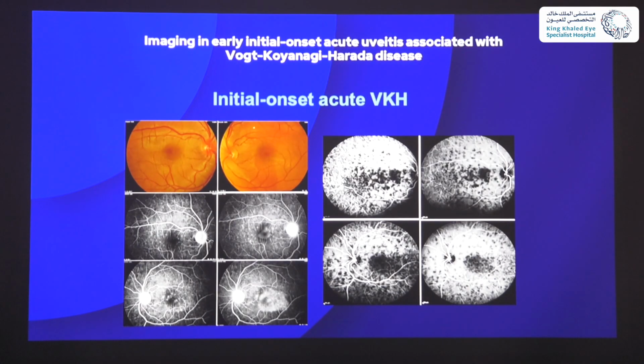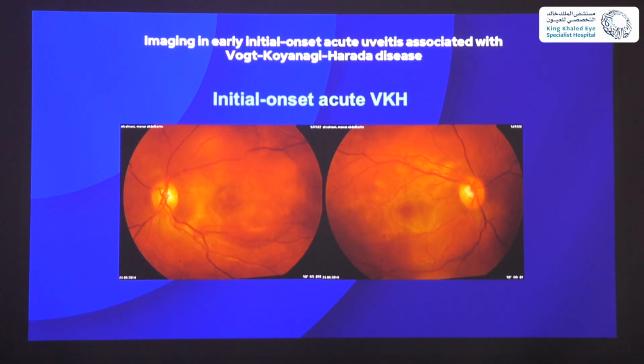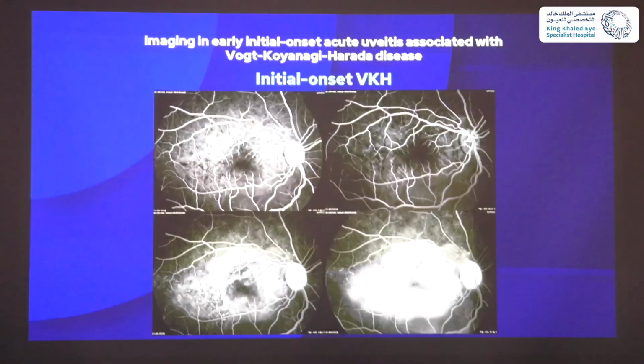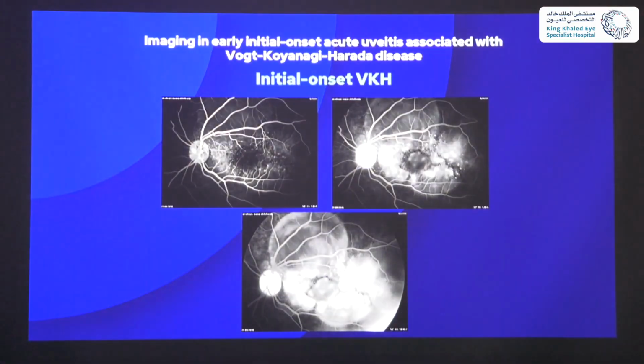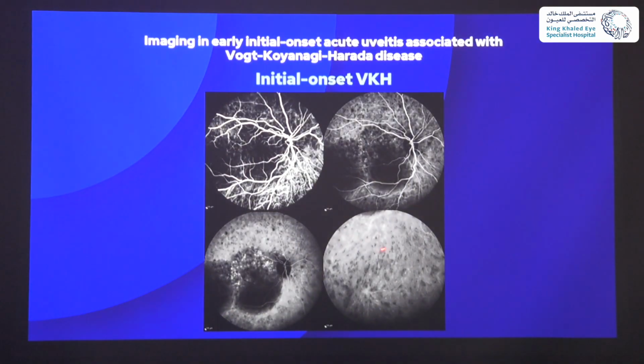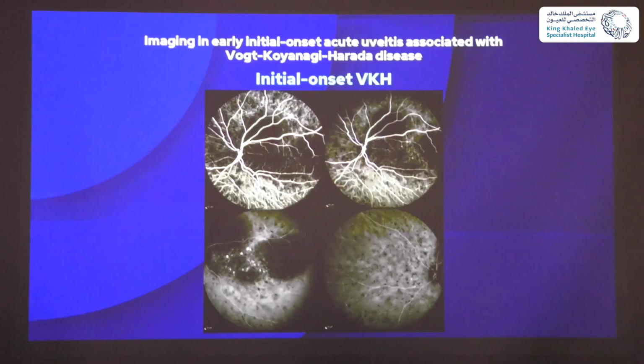So this is another patient. You see, this is a very shallow exudative retinal detachment. It can be easily misdiagnosed as central serous chorioretinopathy, but look at the amount of granulomas. Another patient, these are all early cases, and the ICG will show you the granulomas. So if you are in doubt, indocyanine green angiography is very useful.